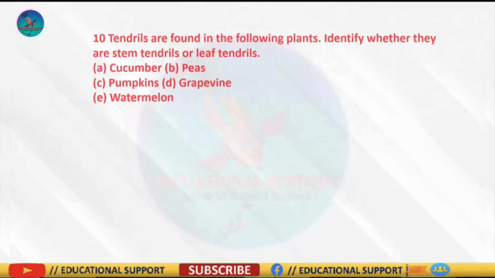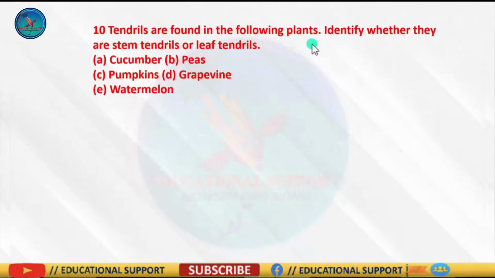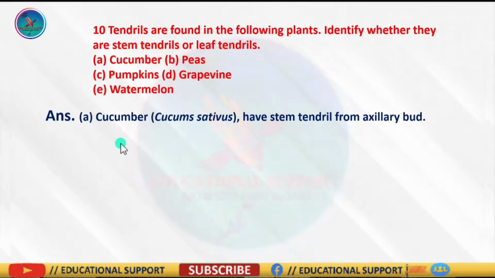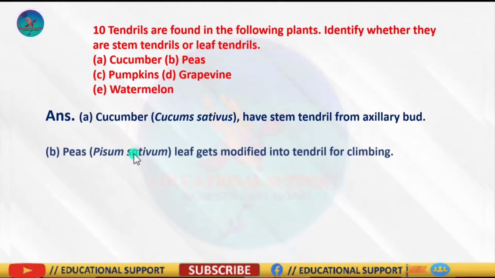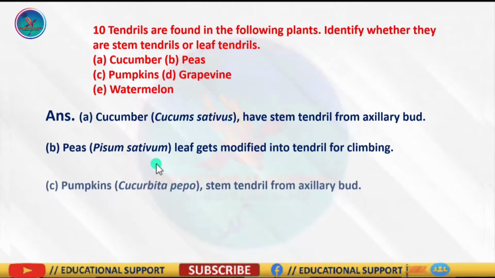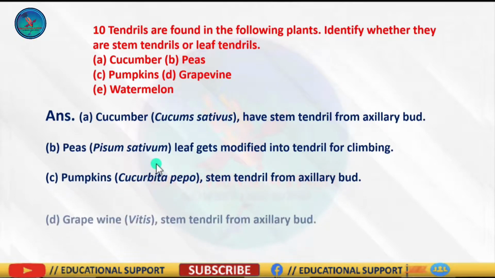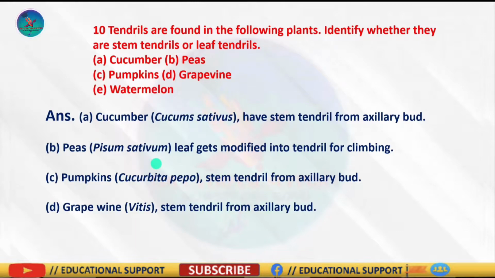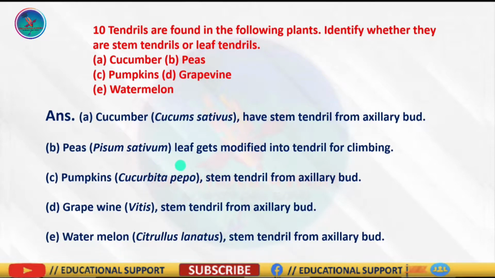Question number 10 is, tendrils are found in the following plants. Identify whether they are stem tendrils or leaf tendrils: cucumber, peas, pumpkins, grapevines, watermelon. So cucumber has stem tendril, peas have leaf tendril, pumpkin has stem tendril, grapevines have stem tendril, and watermelon has stem tendril.